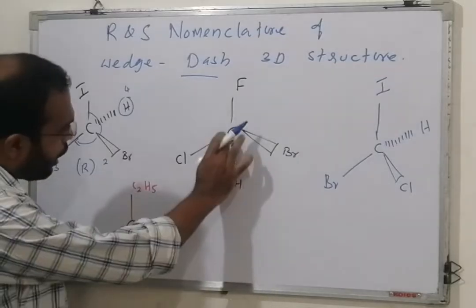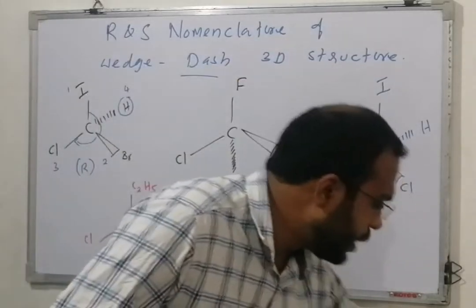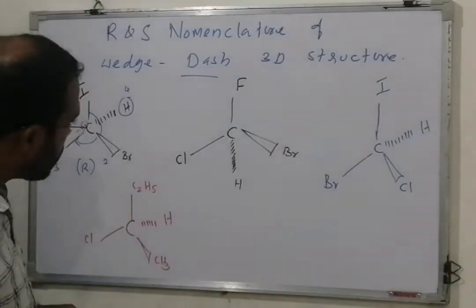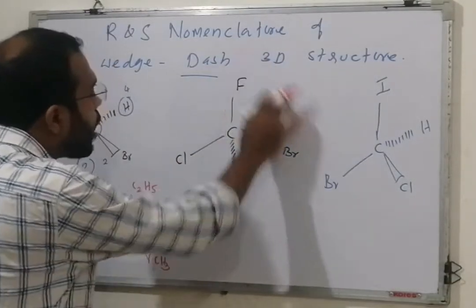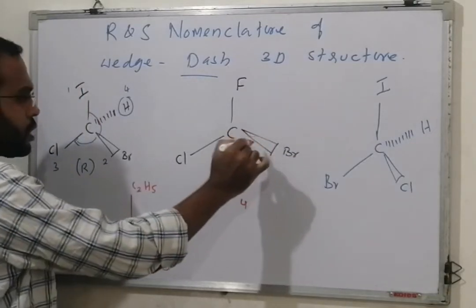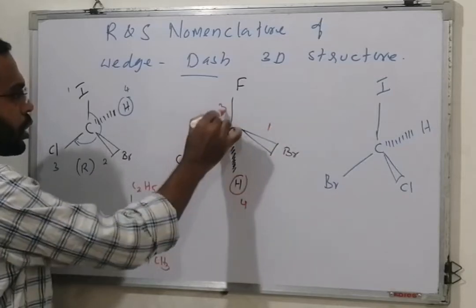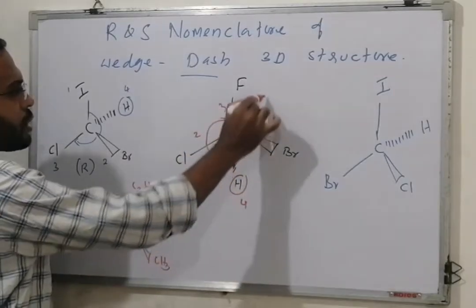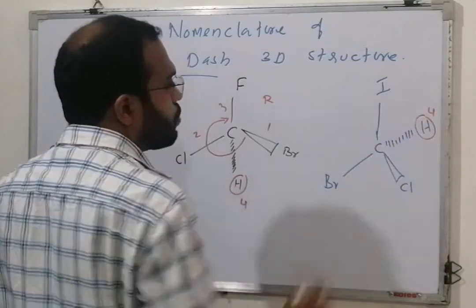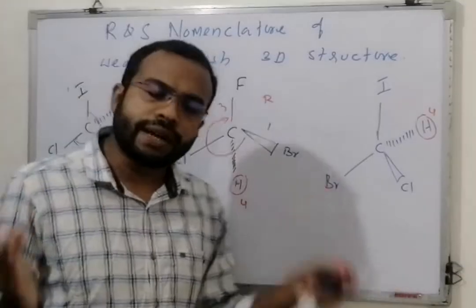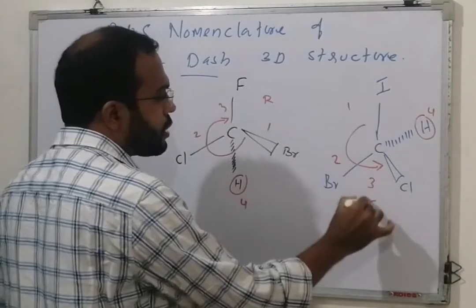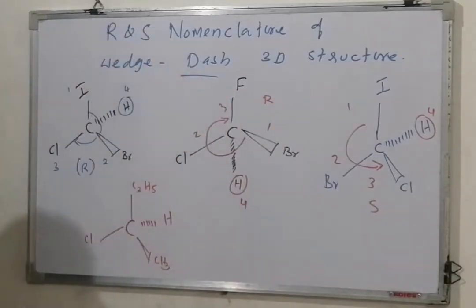Here also, I just checked the dashed line. The dashed line is away from the observer. What is that group? Hydrogen. This is the least priority, 4. No problem. Therefore, please number like this: most priority 1, 2, 3. 1 to 2, 3. This is also R. Here also the least priority is away from the observer, because the least priority is on the dashed line. No problem. 1, 2, 3. Therefore, this is S, because anticlockwise.